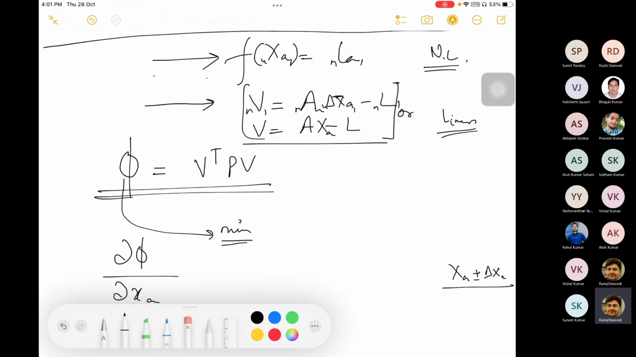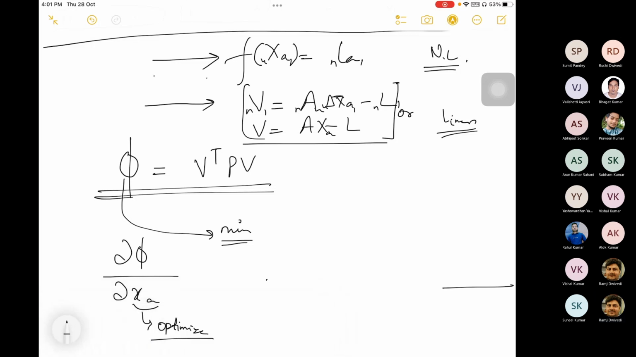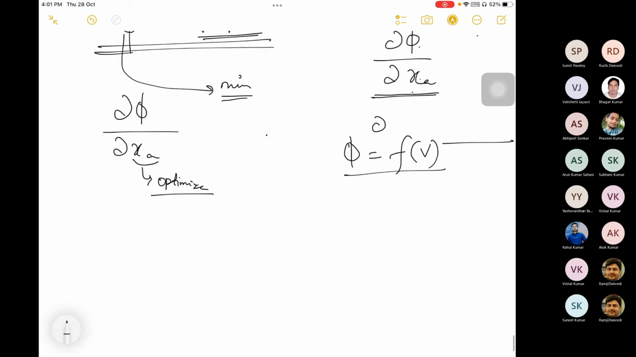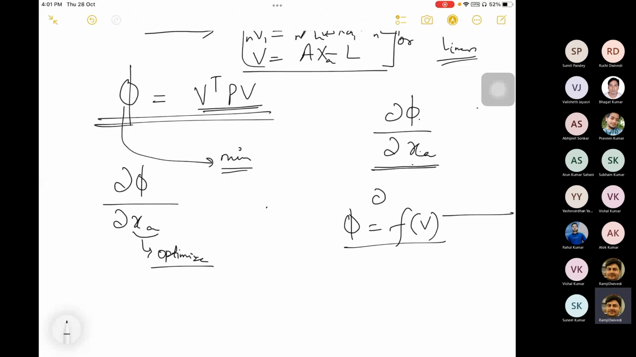Anyways, with this we have to take the partial derivative. Now you have read in your basics that if you have to take a partial derivative of such a function, phi should also be a function of x, then only you will do it. But there is no x here. Instead, phi is a function of v. So how will you do it? Can someone tell? You must remember a little mathematics.